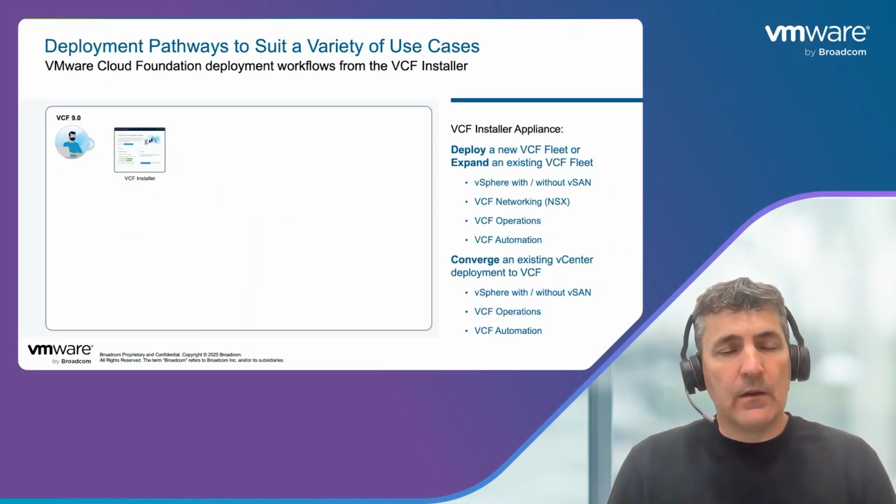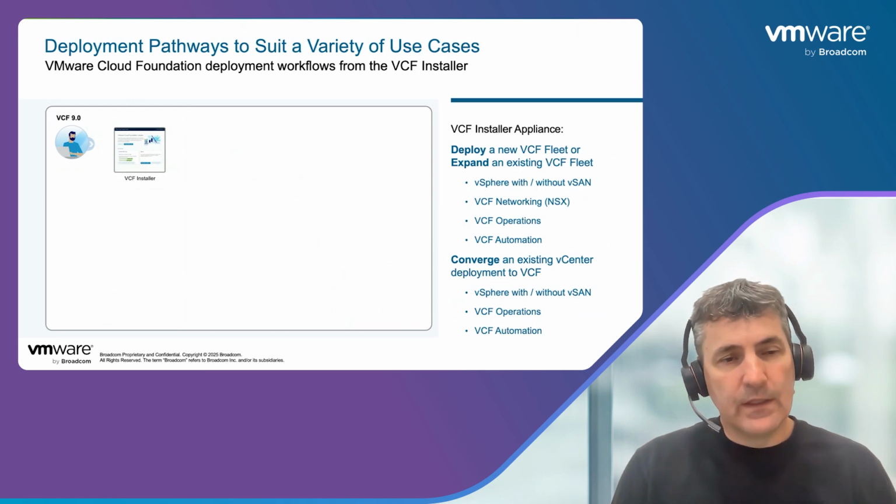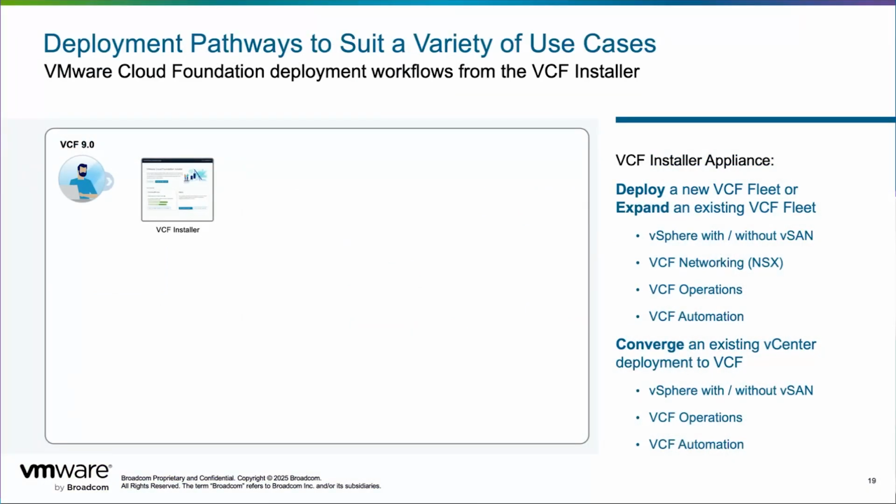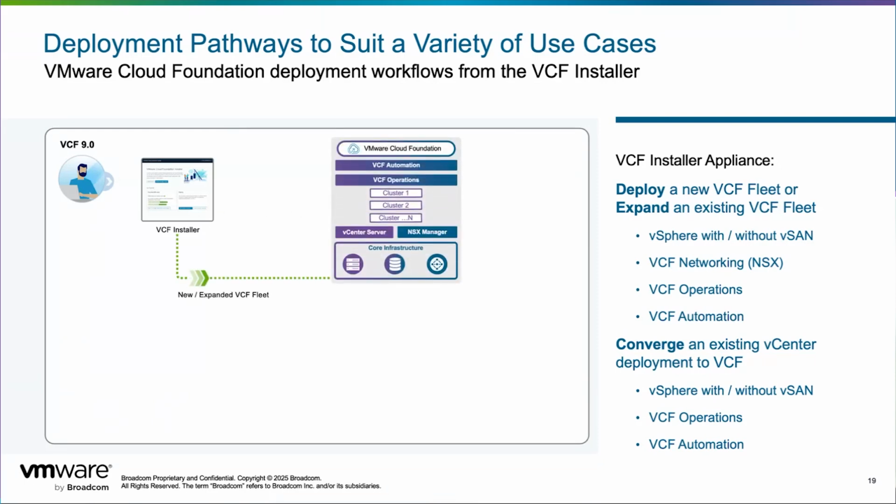Now, the example I gave prior was an example where we're deploying new infrastructure. So we have some new hosts, new servers. We've installed ESXi on those, and we're going to use these new servers to stand up a new VCF instance, or a new VCF management domain. And so it's very straightforward. We'll go in and we'll stand that up.